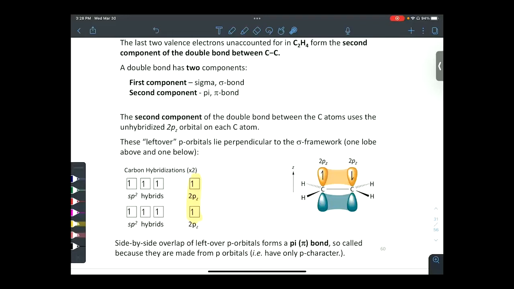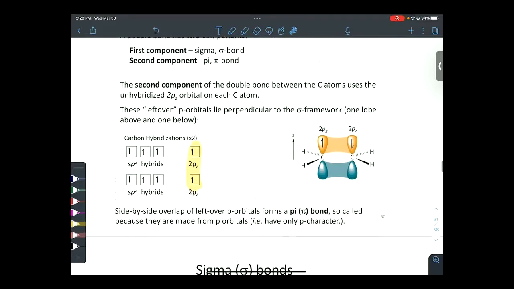Pi interactions are weaker than sigma interactions, but they're still stabilizing nonetheless. All right, so that is our pi interaction. A question before was, I think we were looking at a double bond like this, ethene, and the question is, does that bond rotate? I said no, so ethene does not rotate. That molecule does not rotate because there's a double bond present.